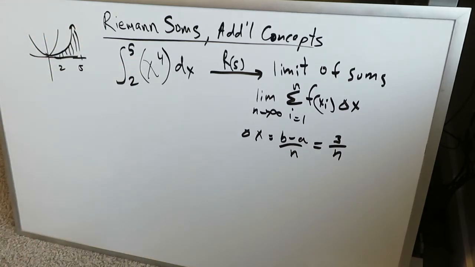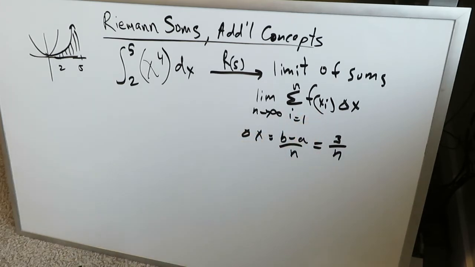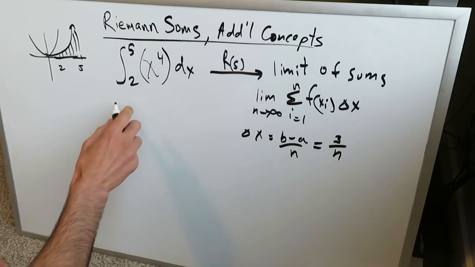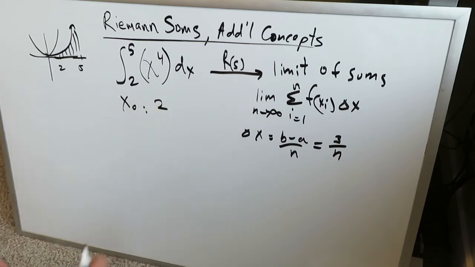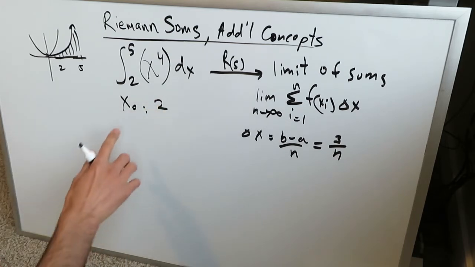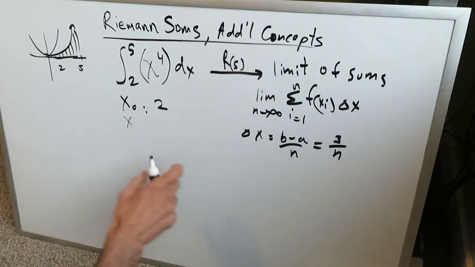Anyhow, what's another item we can look at over here? We can look at this part right over here, the xi. We need to find out what our sample points are. Now, if your first sample point is 2, because your interval starts from 2, your next sample point will be how far away? It'll be exactly the width of that interval away.